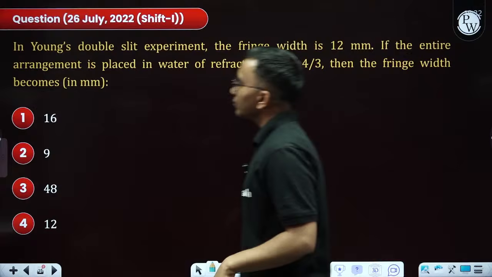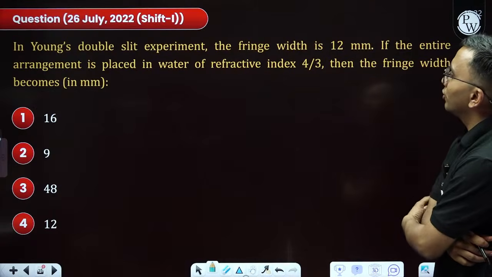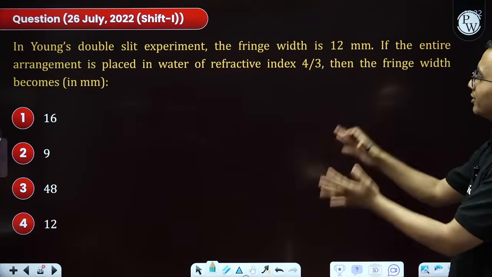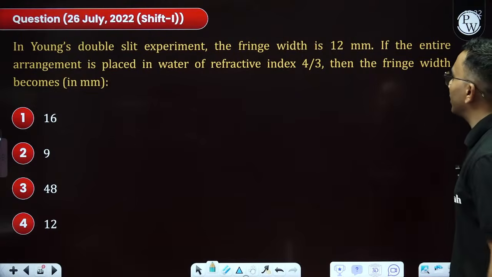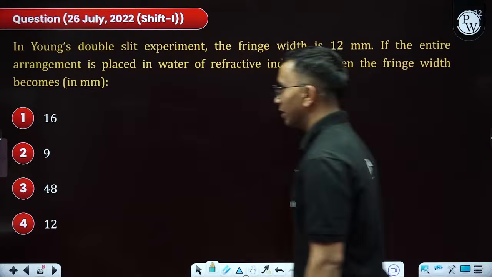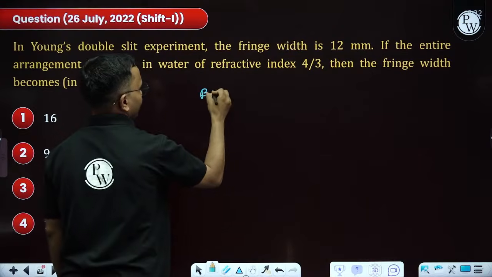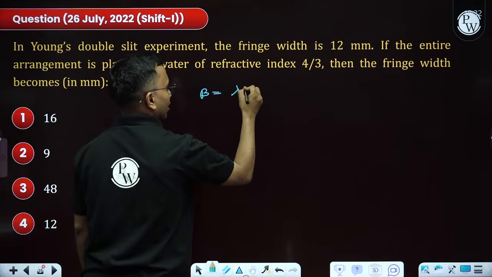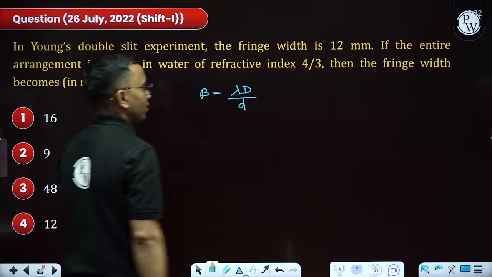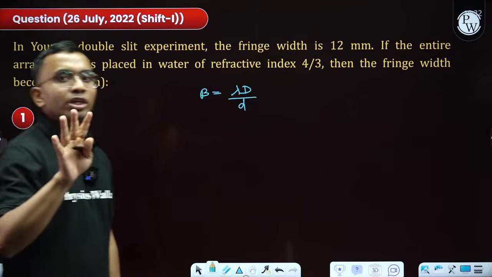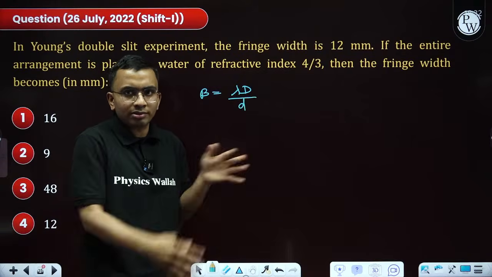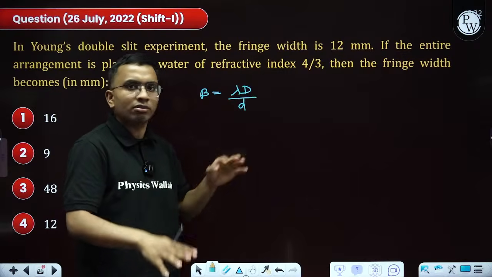Next. In Young's double slit experiment, the fringe width is 12 mm. If the entire arrangement is placed in water of refractive index 4 by 3, then the fringe width will become? What is fringe width? Lambda D by d. Now when the setup goes in water, what will change? Capital D? No, that is the setup, the same setup you are taking. Small d? No, that will not change.